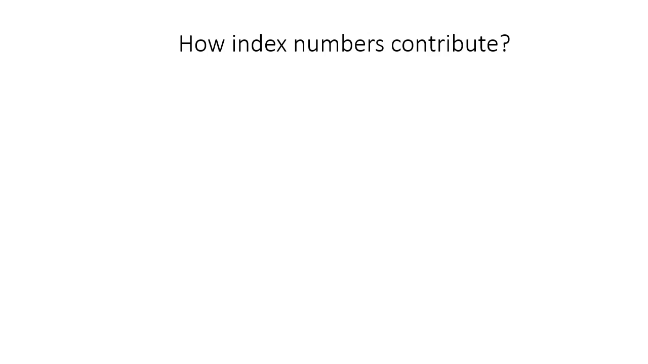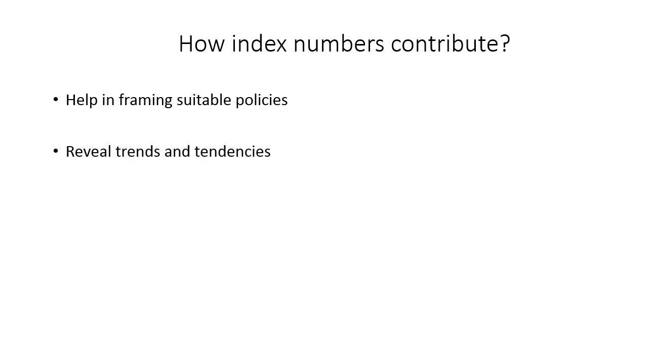Now, how do index numbers contribute? It helps in framing suitable policies. Once we know the relative change in the variable that we are talking about, maybe GDP or inflation rate or the consumer price index, it helps us in framing policies based on that. It also reveals trends and tendencies that are followed by the relative change in the variable. It also helps in forecasting and deciding future policies. Once we know the trend followed by the change in the variable, we can use it in forecasting, that is to predict the values in future, and then accordingly decide on the future policies.